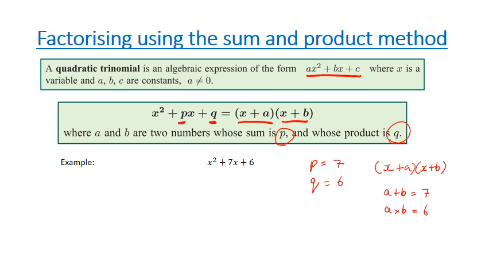So we need to think about what two numbers I can multiply together to give me 6, but add together to give me 7. The answer is obviously 1 and 6, because 1 plus 6 gives me 7, and 1 times 6 gives me 6. So the first thing we're going to do is put in our brackets and our x's. We know it's always going to be x. We've got a positive 1 and a positive 6 as our numbers. So our sum is 7, our product is 6, and our numbers therefore are positive 1 and positive 6.